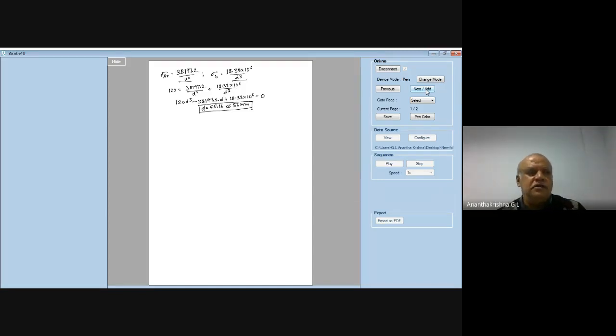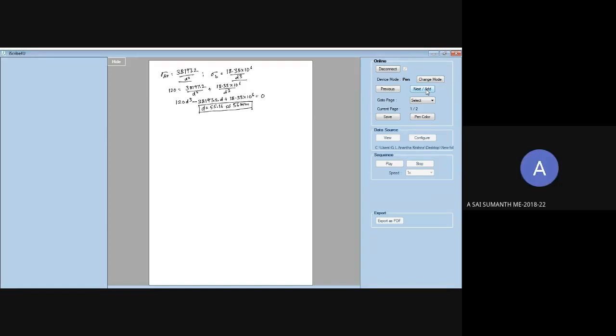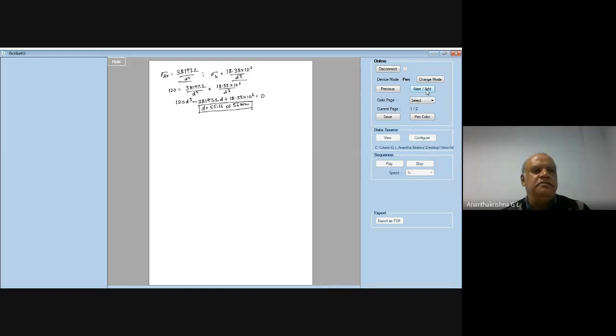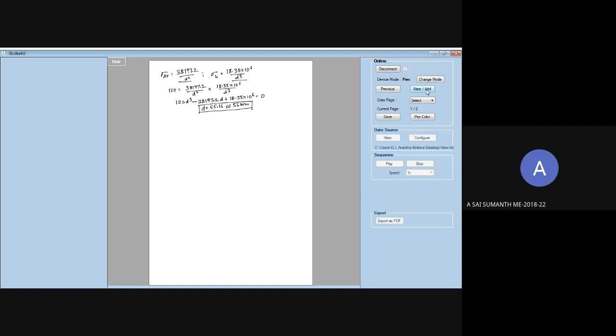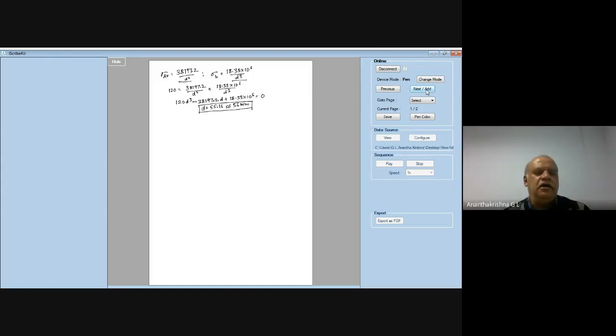Could you get the answer? Sir, it should be minus 18.33 into 10 power 6 equal to 0. Why minus? Because we are moving it from the right side to the left hand side, so in the cubic equation it will be minus 18.33 into 10 power 6. Yes, it is minus, correct. Anyway, we are interested in the dimension. We'll go to the next problem.